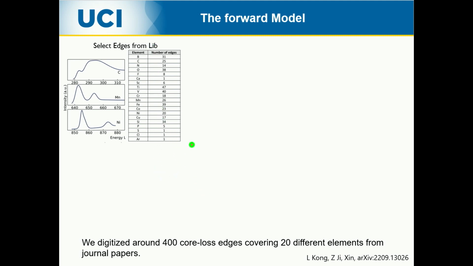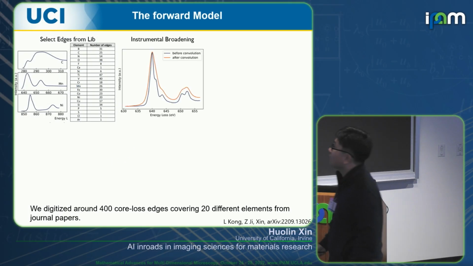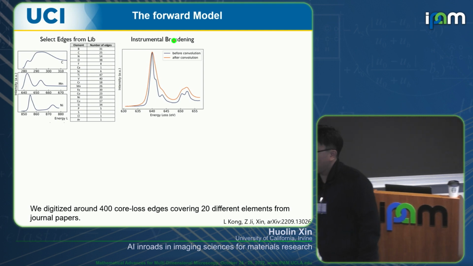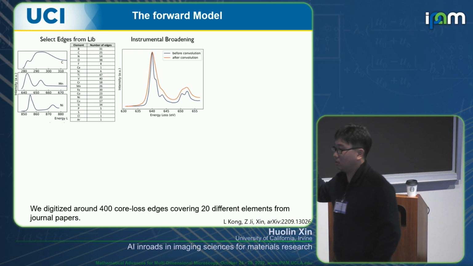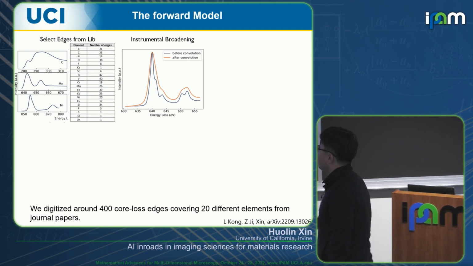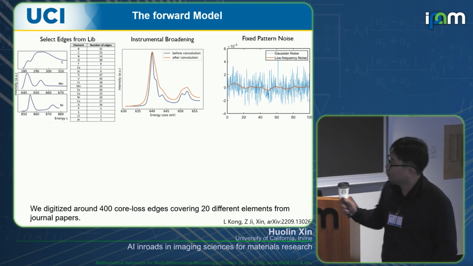So we have a library for, so these are all the light elements. We're focusing on anything below 1000 eV. And instrumentation broadening, so not just a Gaussian, but also Lorentzian, super important. That's your detector, its point spread function, don't forget that. And fixed pattern noise, very important.